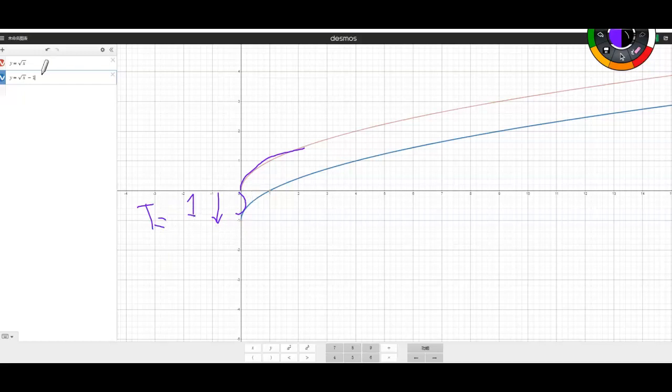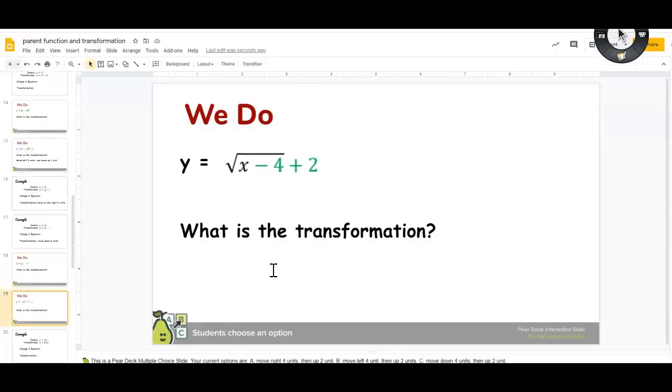Why moving down 1 unit? Because you minus a number outside of the x. Okay. Next one.